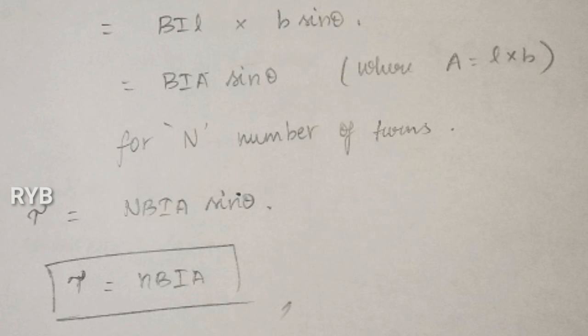This is the torque equation or derivation when a coil or loop is placed in a magnetic field. If it is a loop only, then n will not be multiplied. If the loop has n number of turns, we have to multiply n with the torque equation. Therefore, NBIA is the equation.